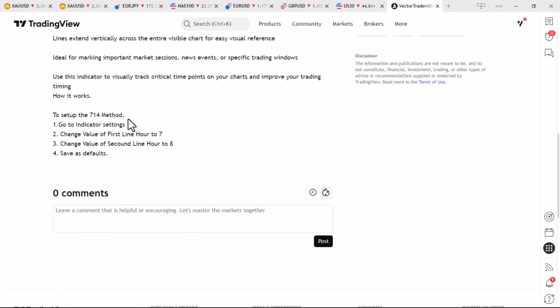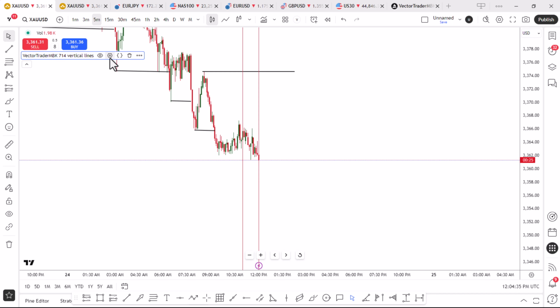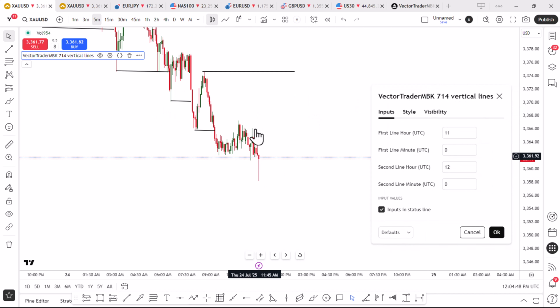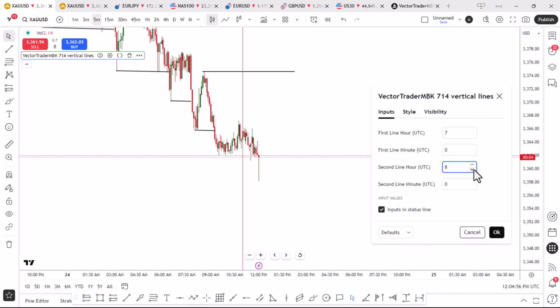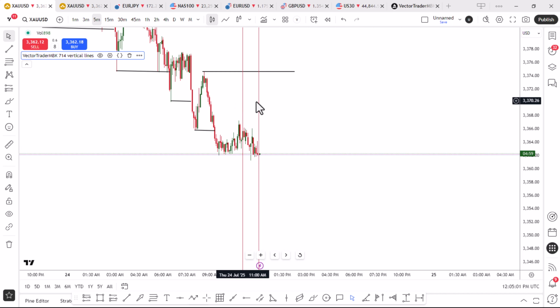So here we have the setup, how you are going to set up the indicator, which is you have to go to the indicator and change some values right here. Let me go ahead and show you the values that you need to change. So let's go inside the settings. When it's default, this is what it looks like. You see that it did not actually mark the 714 zone. So you have to change this right here to 7, and you have to change this right here to 8, I think. Yes. When you just do this, you are good to go, and you can see it right here.